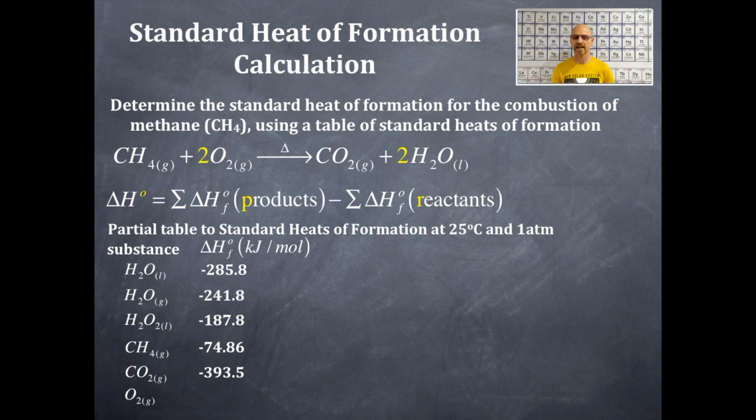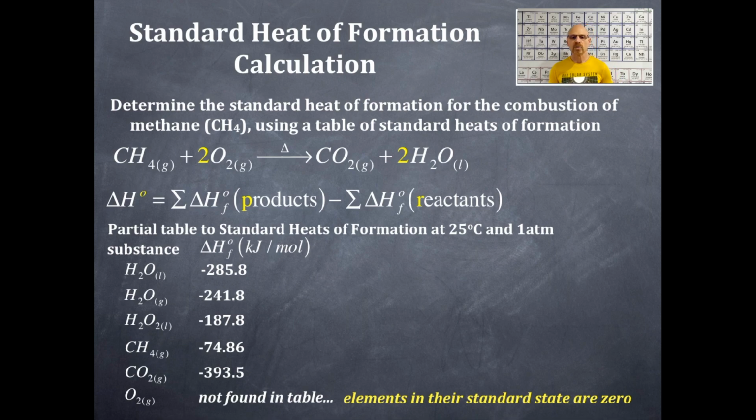There's no value for that. Many times it's not found in your data table or in the appendix. That is, elements in their standard state are not found in the table. Some tables have them, some tables don't. But if it's not found in your table, how are you supposed to solve this problem? Well, here's the key: elements that are in their standard state have a delta H naught of formation of 0. So what's the value for the oxygen? It is 0.